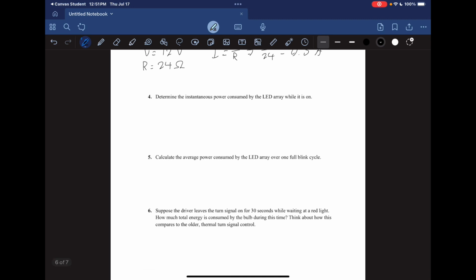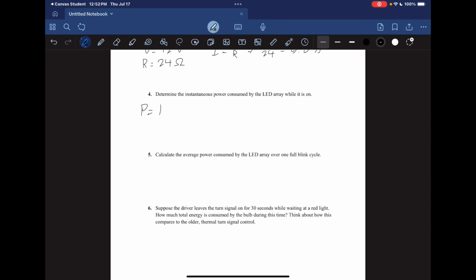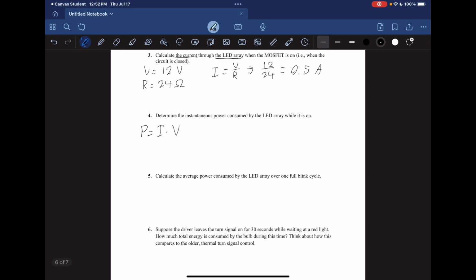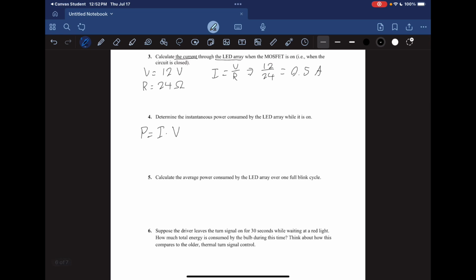So now it asks us to determine the instantaneous power consumed by the LED array while it is on. So we're still just interested in the array. We can use the same equation that we used earlier, which was power equals current times voltage. We already have our current, it's 0.5. We already have our voltage is 12. So this becomes 0.5 times 12, which is 6 watts.